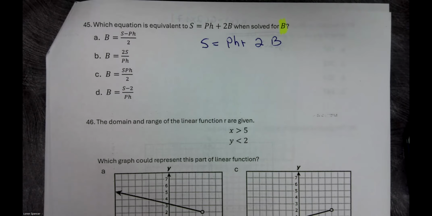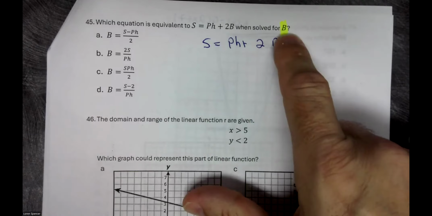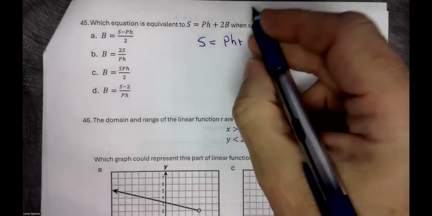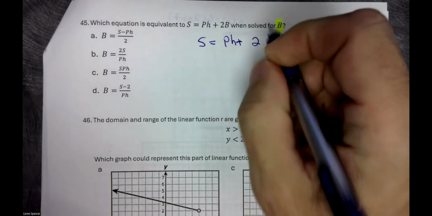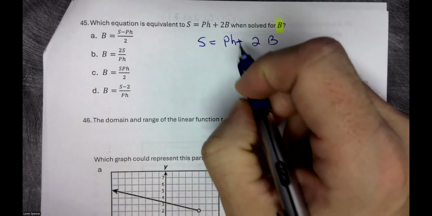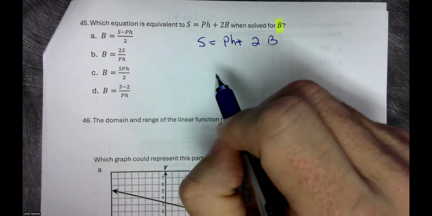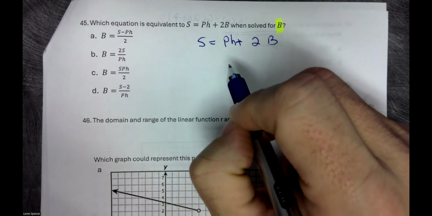Which equation is equivalent to S equals PH plus 2B? Solve for B. Basically we need to solve for B, and I have to tell you, this problem is not that difficult, but if you are not good at solving equations by hand, this might be a struggle. But for those of you who are good at solving equations, this is easy. Let's give it a try.